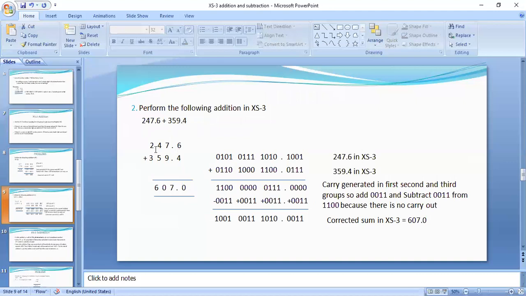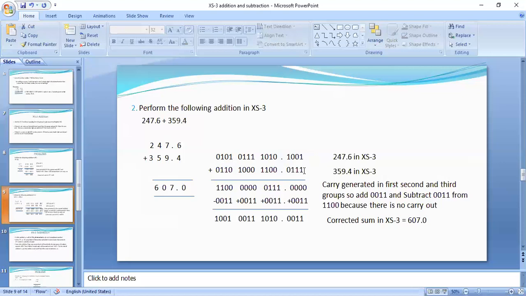So write the equivalent XS3 code for each digit. For 2, the equivalent XS3 is 0101. For 4, 0111. For 7, 1010. So this is the equivalent XS3 code for 247.6. In a similar way, the equivalent XS3 code for 359.4 is this one. And perform the XS3 addition.